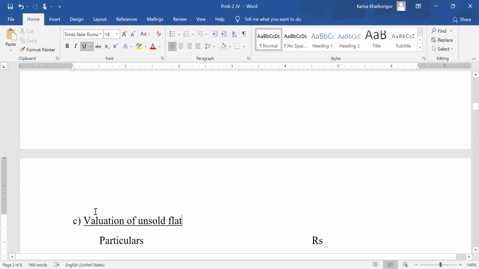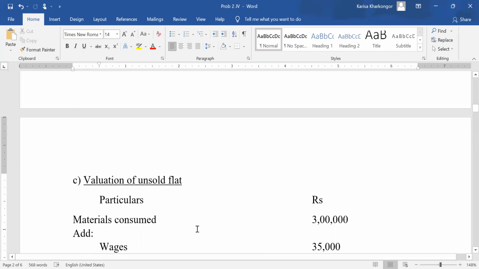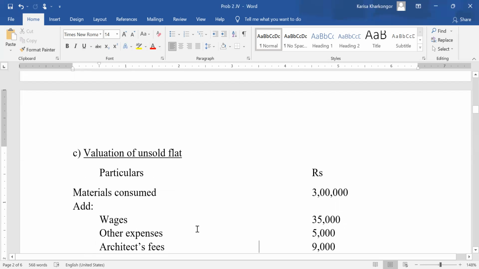Next working note will be the valuation of unsold stock. So we have to find out the value of the flat which was taken over by Ujjwal at the end of the joint venture, which was not disposed of but taken over by Ujjwal. So in order to value the flat, we add all the expenses used for constructing the flats. We first add all the expenses used for constructing the flat.